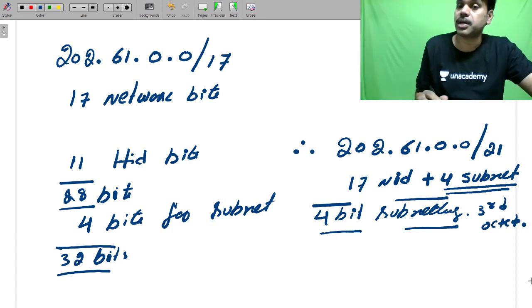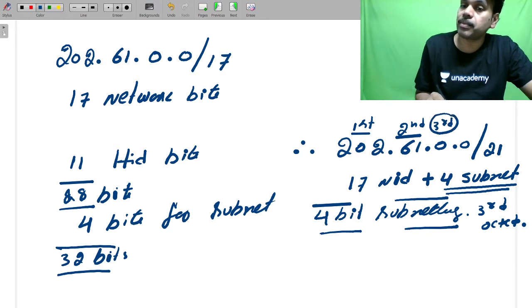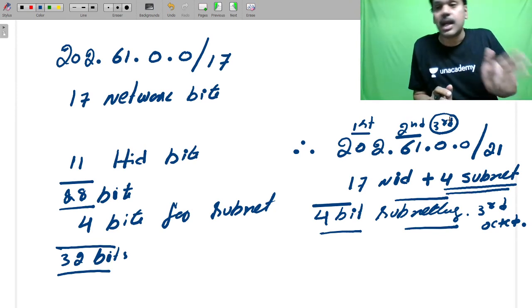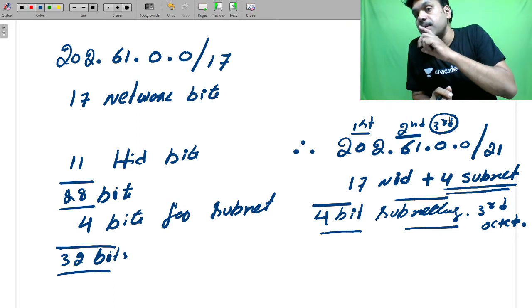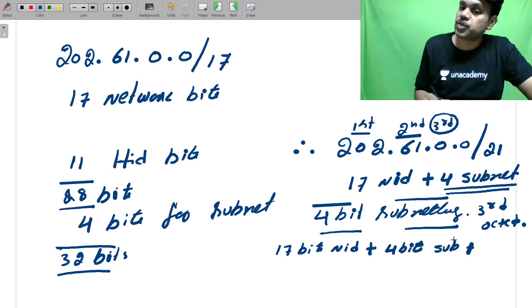Which octet? Third octet. Why third octet? Because 17 bits are NID. So the first octet is 8 bits, the second octet is 8 bits. That means we don't disturb the first and second octets. Our main intention is the third octet only. So in the third octet you need to reserve 1 bit for NID, and the remaining for subnetting and HID. Observe carefully. I will write 4 parts: 17 bits NID plus 4 bits subnets, plus 11 bits HID, since 17 plus 4 is 21.